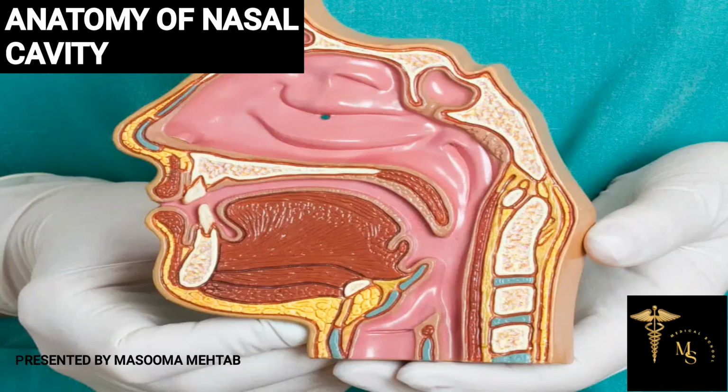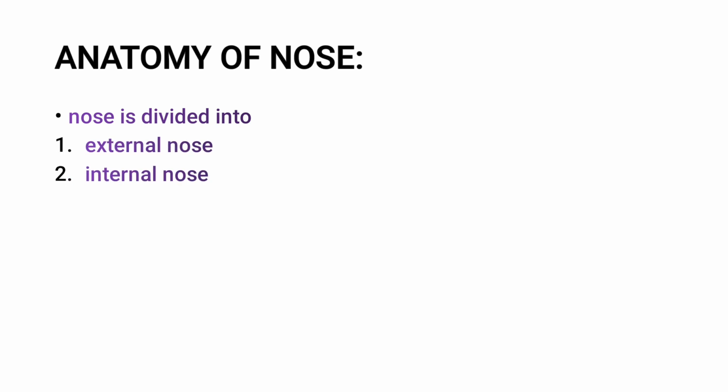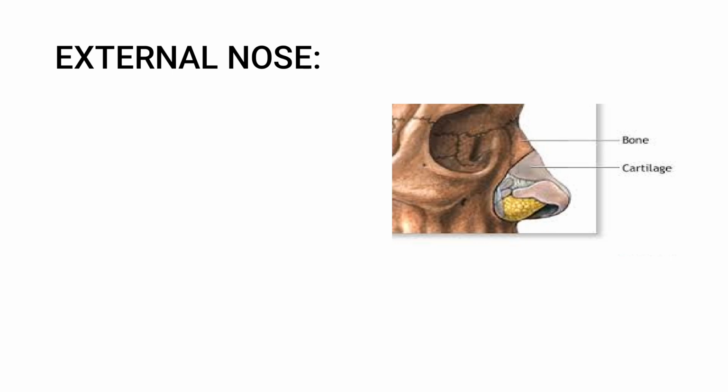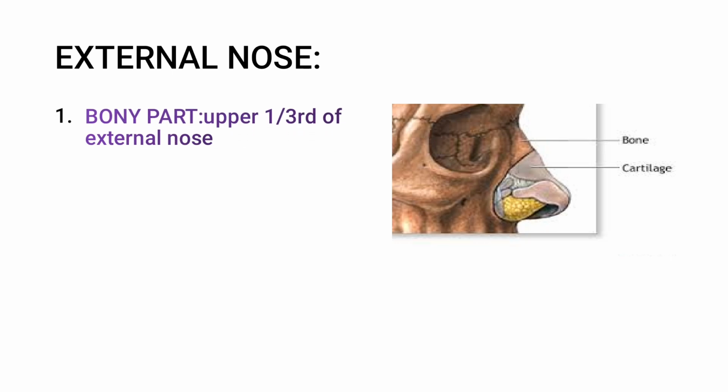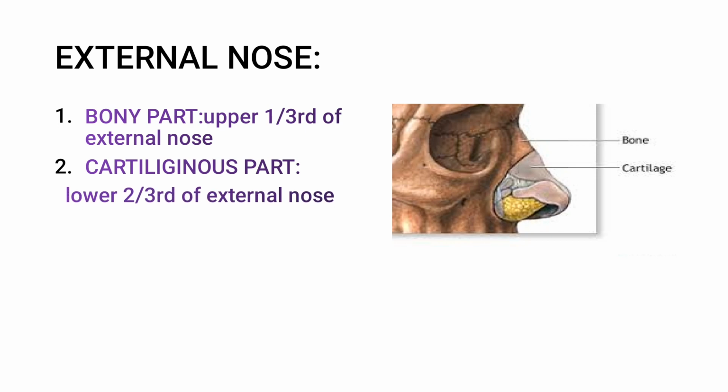Today I'll be explaining the anatomy of the nasal cavity. So let's go. The nose is divided into the external nose and the internal nose. The external nose is made up of the bony part and the cartilaginous part. The bony part forms the upper 1/3 of the external nose, and the cartilaginous part forms the lower 2/3 of the external nose.